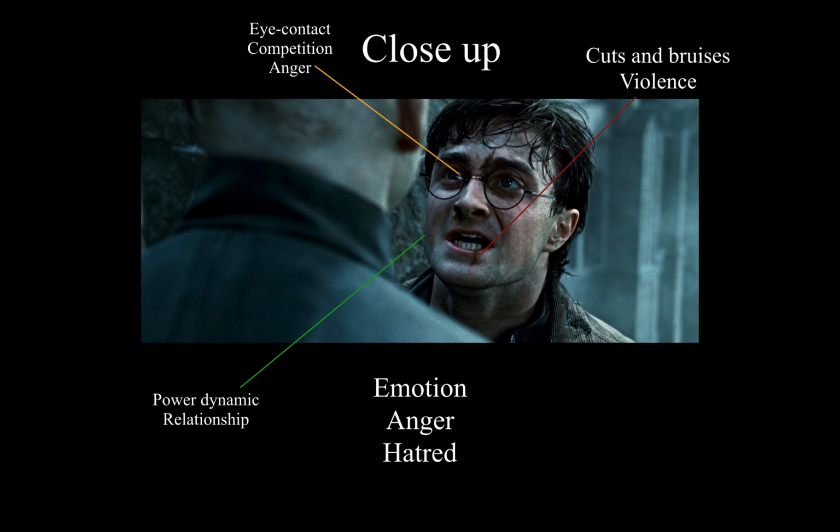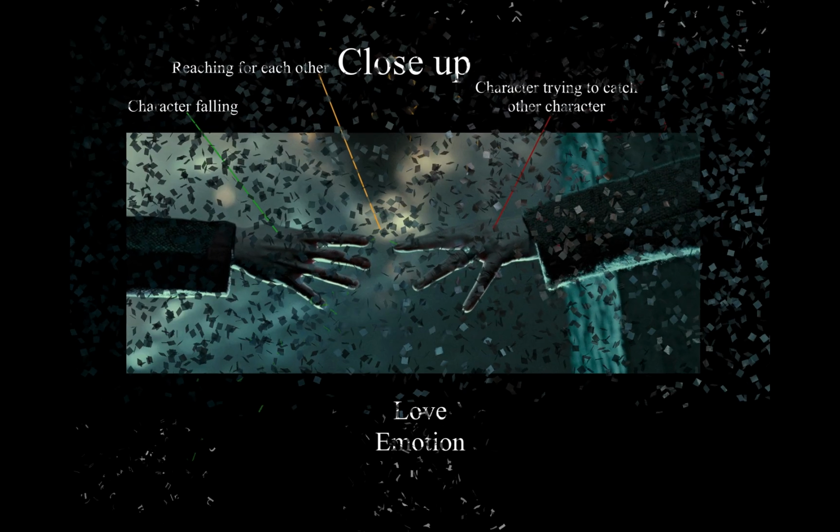The close-up depicts Harry's emotion. The bruises and cuts suggest that there has been violence, but the silence indicates that the fight is coming to an end. The emotion of Harry's face is clear: competition and hatred. He is angry and frustrated. The shot emphasizes the power dynamic in the relationship between the two characters.